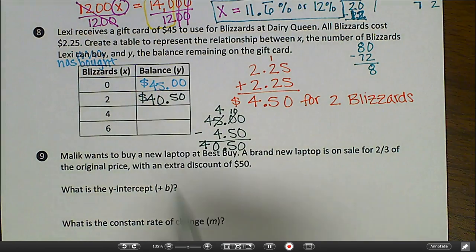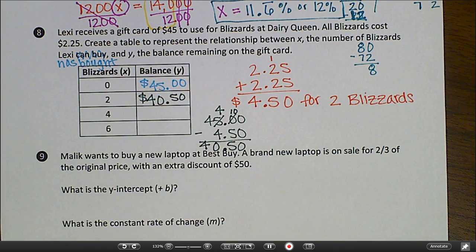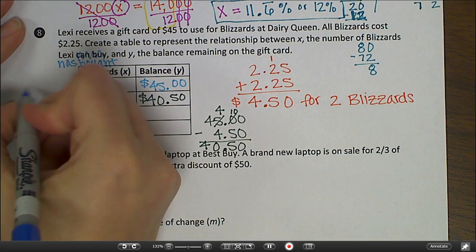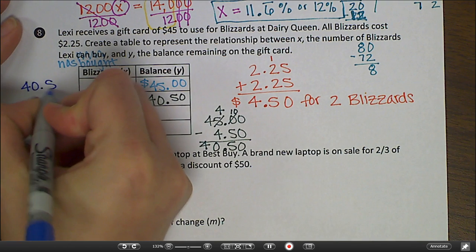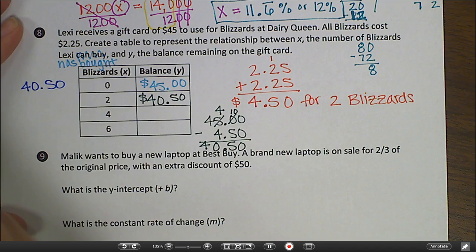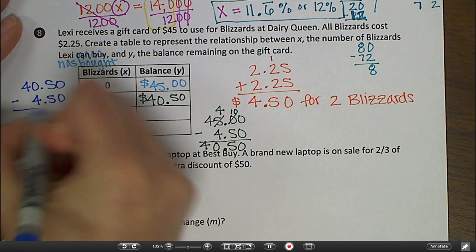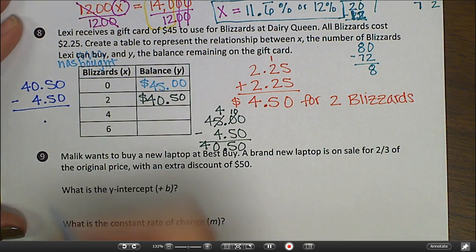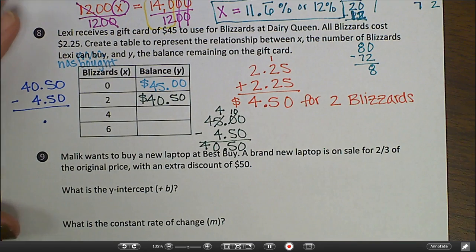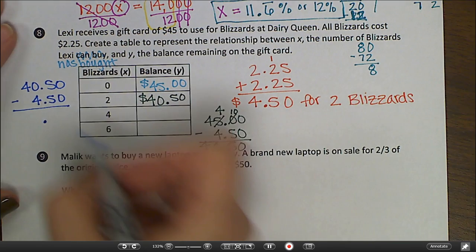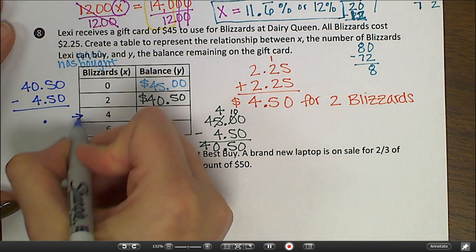All right, good. So now we're going to buy 2 more blizzards. Now we're going to make it 4. So I'm going to subtract $4.50 again. So let's come over here. We have $40.50 on the gift card. And we're going to subtract $4.50. Bring down that decimal point. And I'd like for you to go ahead and subtract to get your answer here.